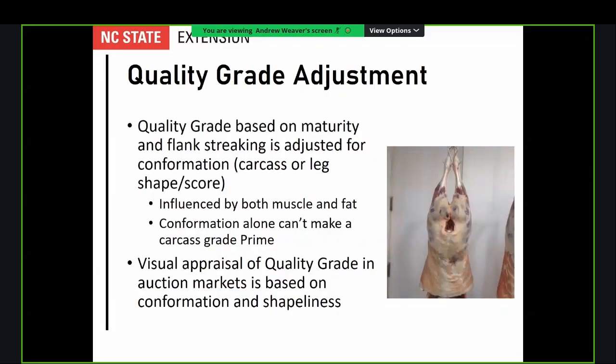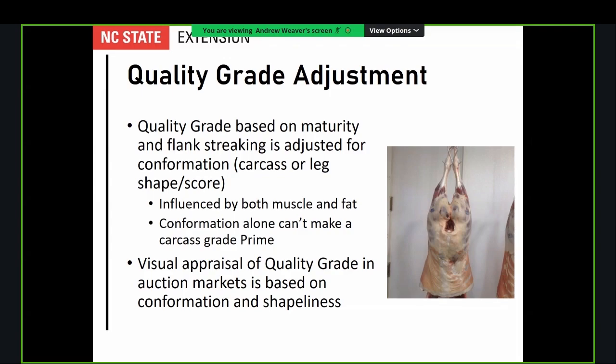One of the unique things about lamb is that we take that quality grade determined by the chart on the last slide, and then we adjust that based on conformation score. So we take that leg score, that conformation that we talked about before, that indicator of muscling, and then we adjust that quality grade. And so we can move that grade up, maybe up a third, down a third, based on that conformation.